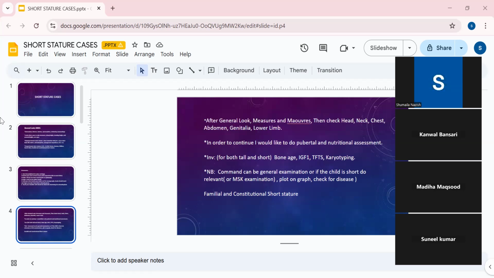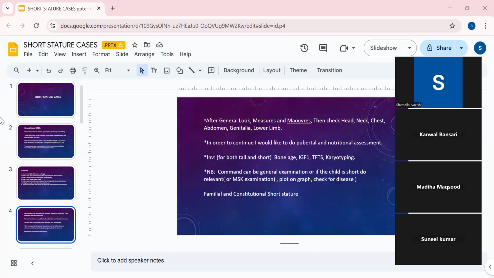As I mentioned earlier, the command can be general examination of the child if the child is short, or in MSK they could be different, okay? So when we go to MSK, we will discuss what commands can be given for a short child in an MSK station, and in that one you have to follow the MSK pattern, not the short stature pattern, okay? Right now we are focusing on the short stature pattern, okay?